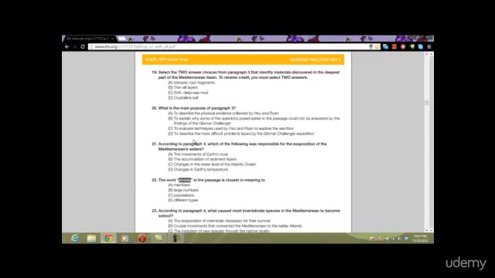All right, number 21. According to paragraph number 4, which of the following was responsible for the evaporation of the Mediterranean's waters? All right, here we go. Key word is evaporation, right? And we have Mediterranean. So this is a details question. So let's go ahead and find our detail that we are looking for. Let's go look for our exact language, and then we're going to find our answer very quickly.